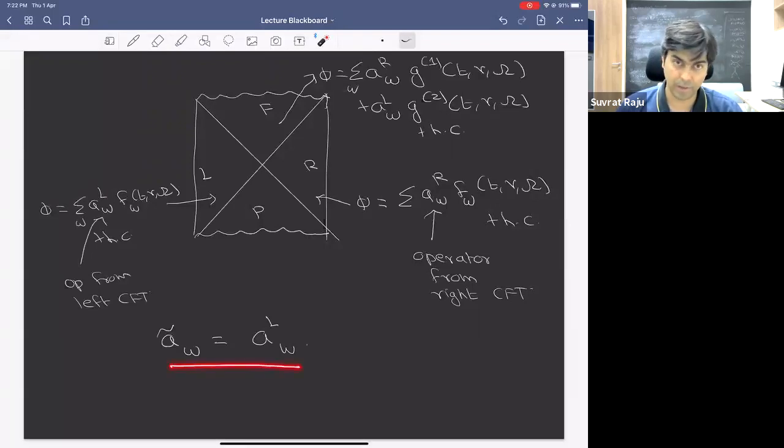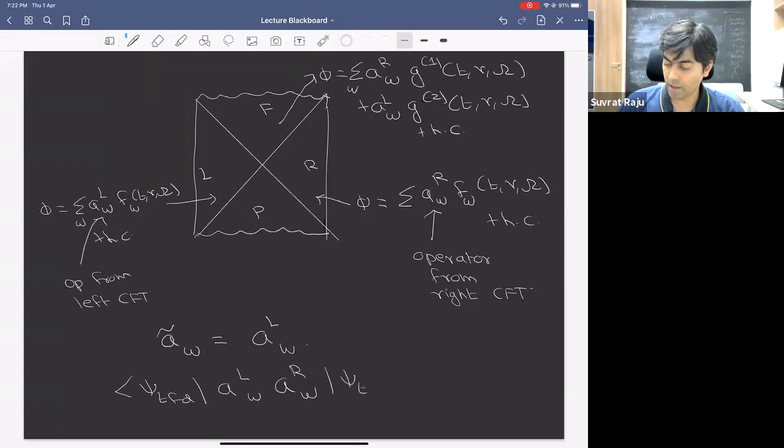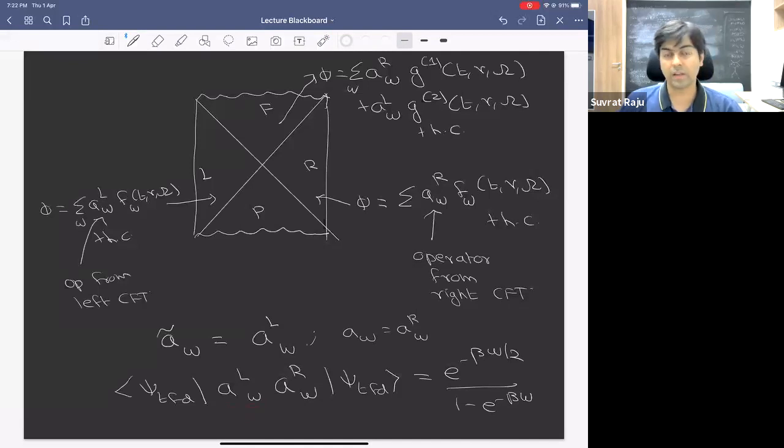is actually the mode from the left CFT. And superficially, it looks like it does work because it is the case that in the thermofield double state, A_L omega, A_R omega does have the correlator that we want. So this is indeed the correlator that we wanted for A tilde and A. Okay. So if it is the case that A tilde is A_L and A omega is just A_R, then it looks like in the thermofield double state, we have the right correlation functions.